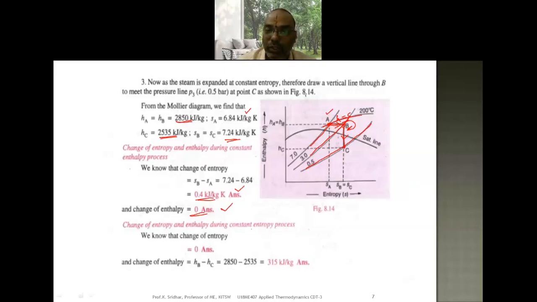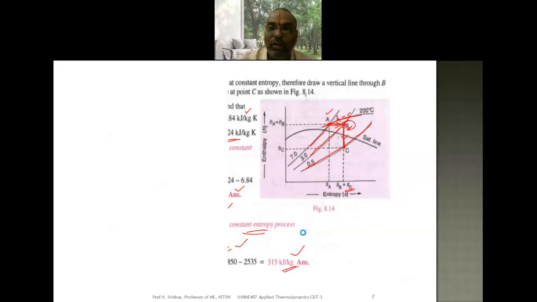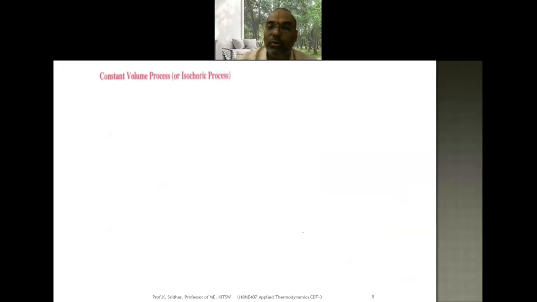Next he is asking, during the constant entropy process, what is the change of the entropy? Because SB is equivalent to SC, SC minus SB will be equivalent to 0. And similarly the change of enthalpy will be equivalent to HB minus HC. So that will be equivalent to 315 kilojoules per kg. So like this you are able to solve the problem. Here the combination of both processes is given, that is, the constant enthalpy as well as the constant entropy process. So both are given in this particular one.